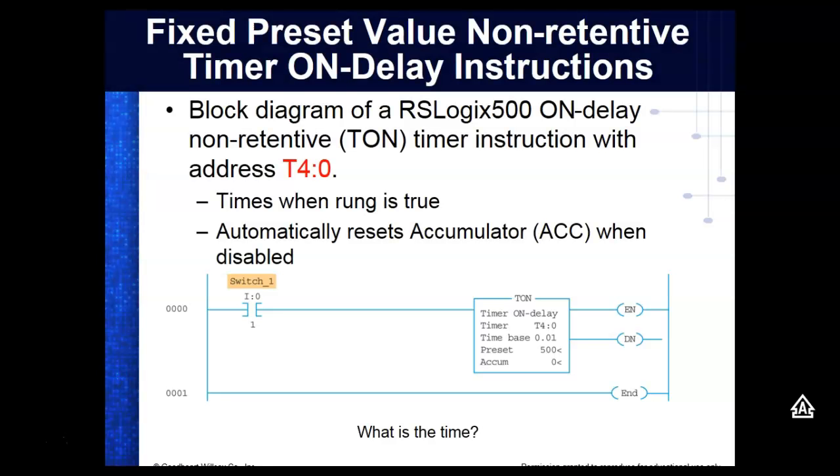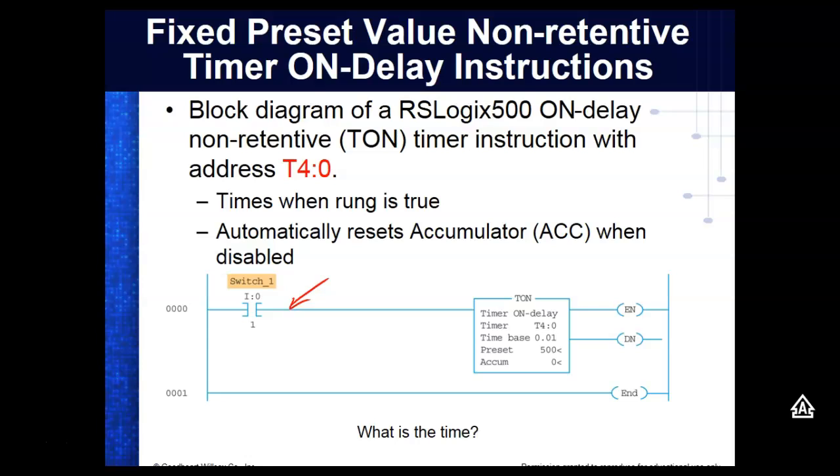So this would be a typical instruction. All of it in between here would be all our control elements. Right here we're using one switch, but that could be ANDs, ORs, exclusive ORs, NANDs, NORs, whatever we want to do to decide when this timer is enabled. So that's our control device.